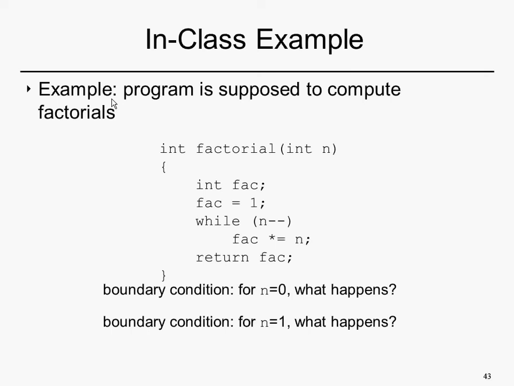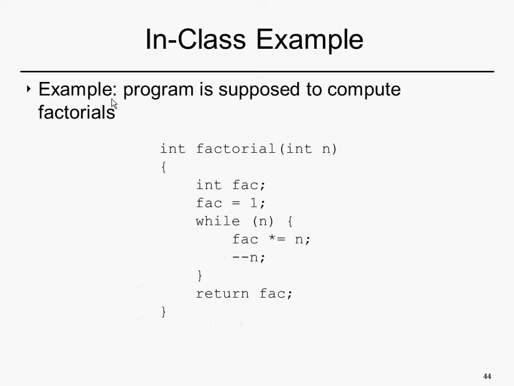Is that correct? 1 factorial should be 1, but it's actually showing 0. Okay, so there's a problem there. And we could have run it. Okay, so suppose we were to fix it.